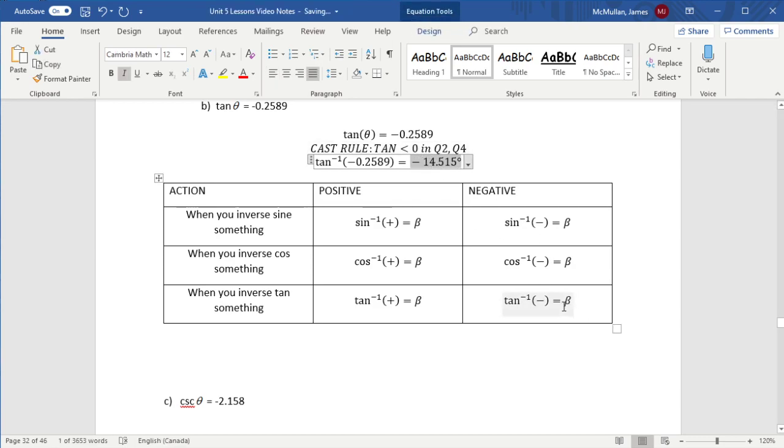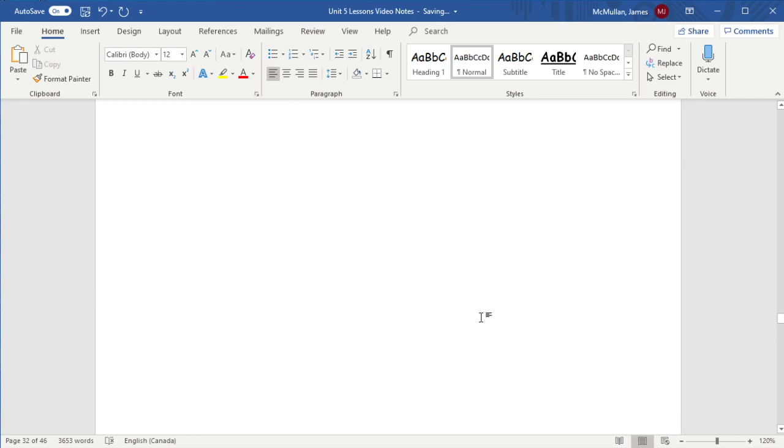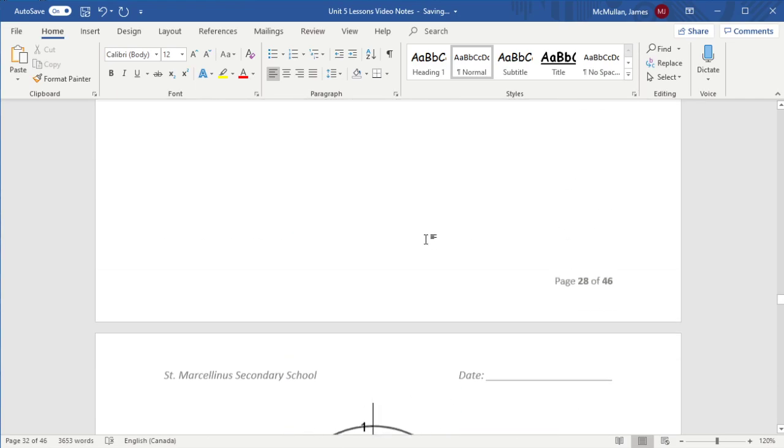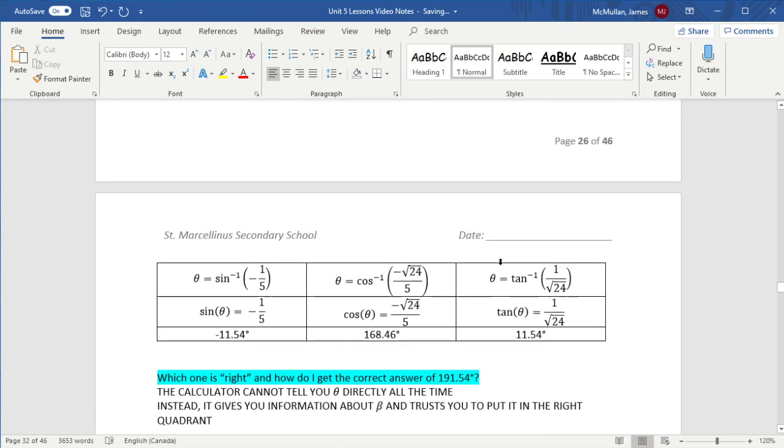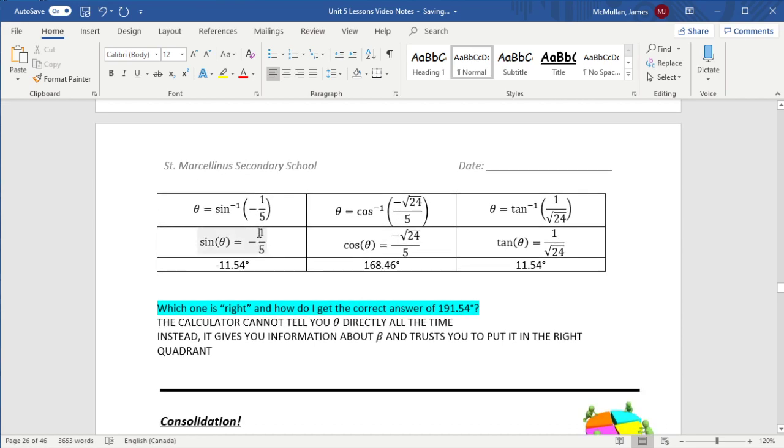What is this 14.515? This is negative beta. It's not telling me beta, it's telling me negative beta. If you inverse sine a negative, it also tells you negative beta. So just again, to go back up to the question we were doing yesterday, do you see I inverse sined a negative number? And it gave me beta, but it gave me beta with a negative sign. I inverse tanned a positive number, and it gave me beta directly.